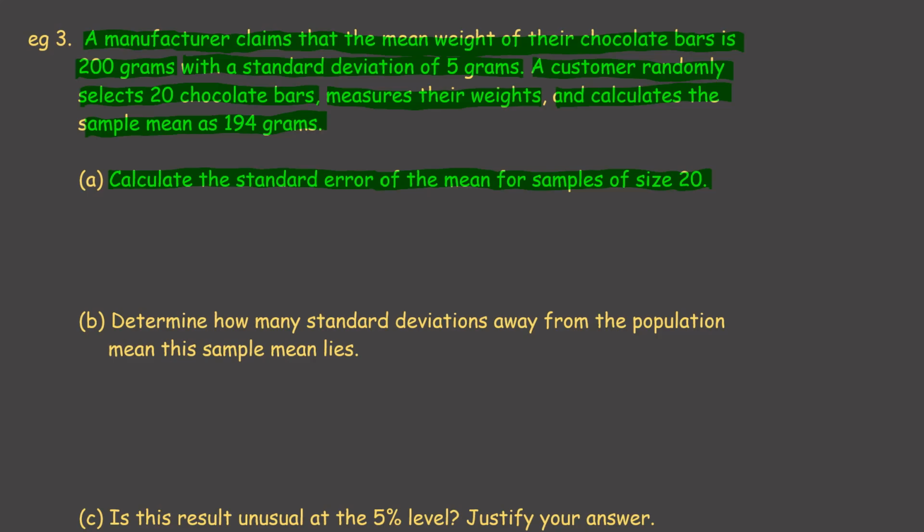So size 20, that is our n. So we've got sigma over root n is equal to 5 over root 20, which is 1.1180, correct to 4 decimal places.